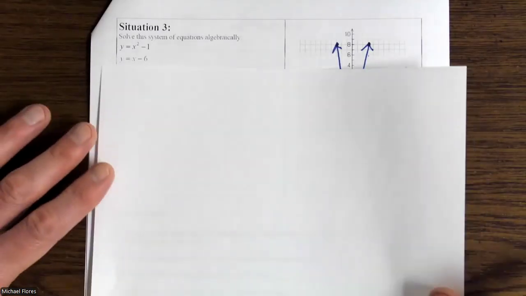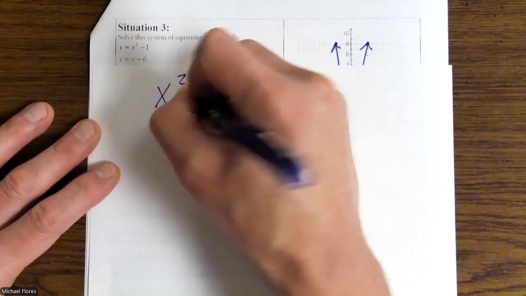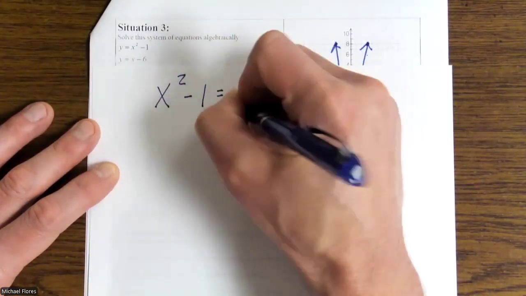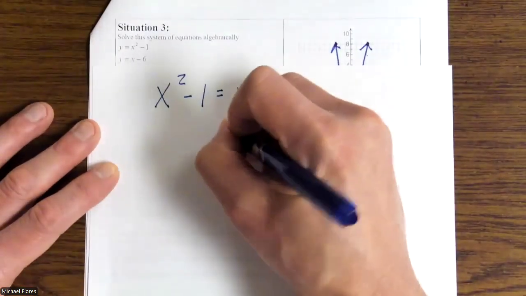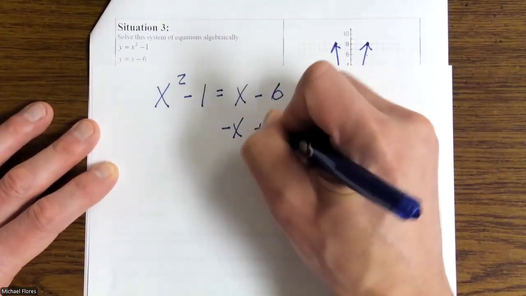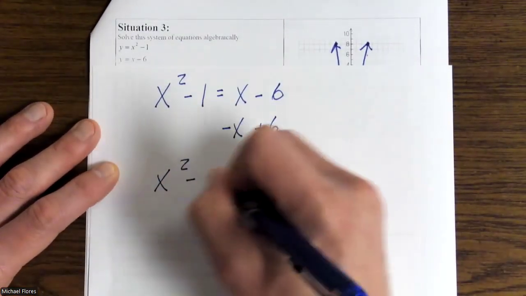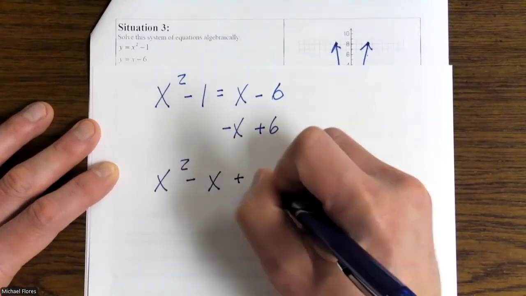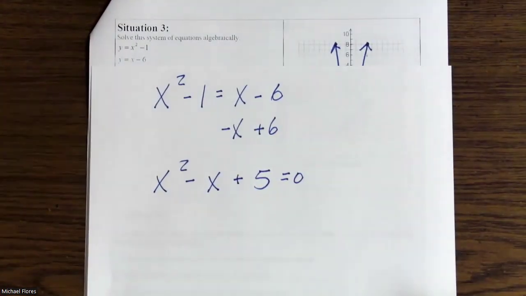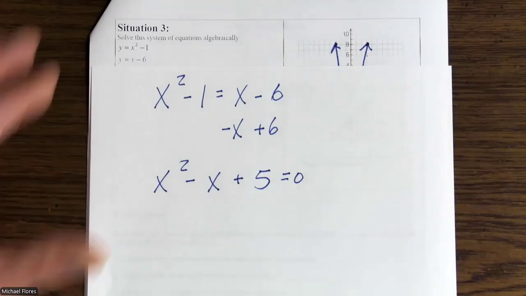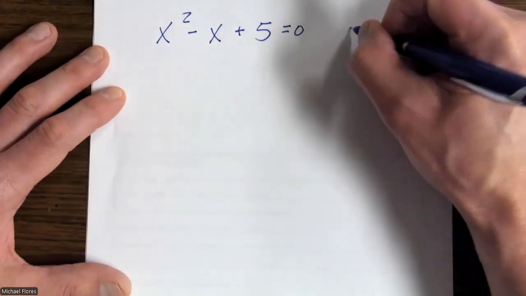We're going to start the same way we did the previous ones. Set the equations equal to one another. Combine like terms by setting this equation equal to 0. And now we have a trinomial that will not factor. We cannot factor this one. So we'd have to use the quadratic equation.